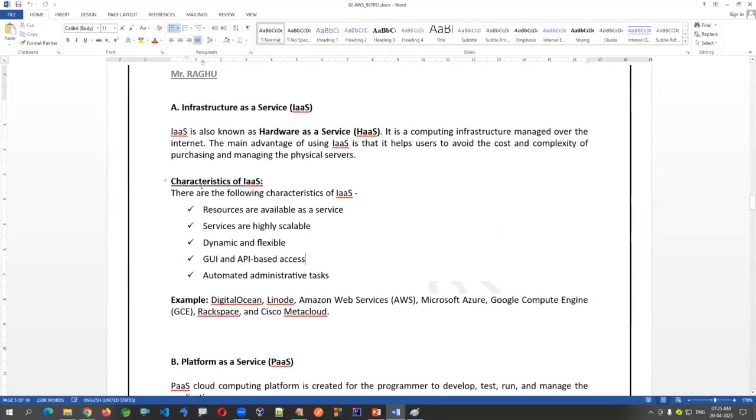The main concept of infrastructure as a service is resources. It's scalable, dynamic, and flexible. You can use GUI and API based access, and of course automatic administration tasks. These are all the characteristics you can see. We'll discuss this more in the upcoming sessions. These are a few examples of infrastructure as a service.